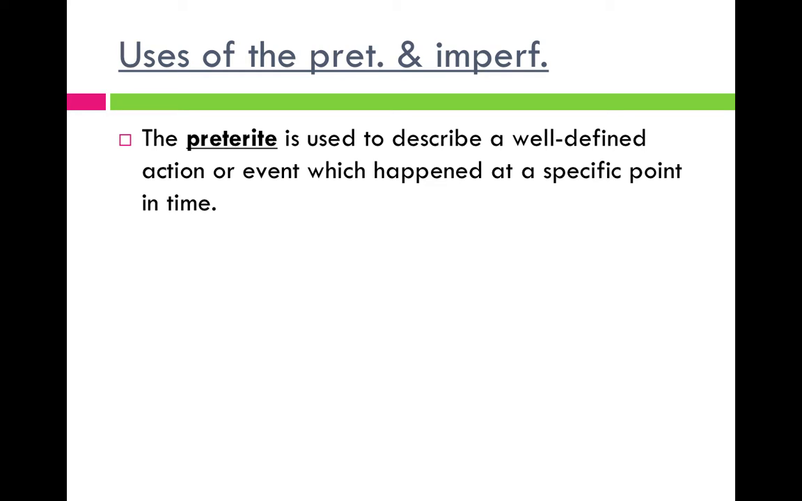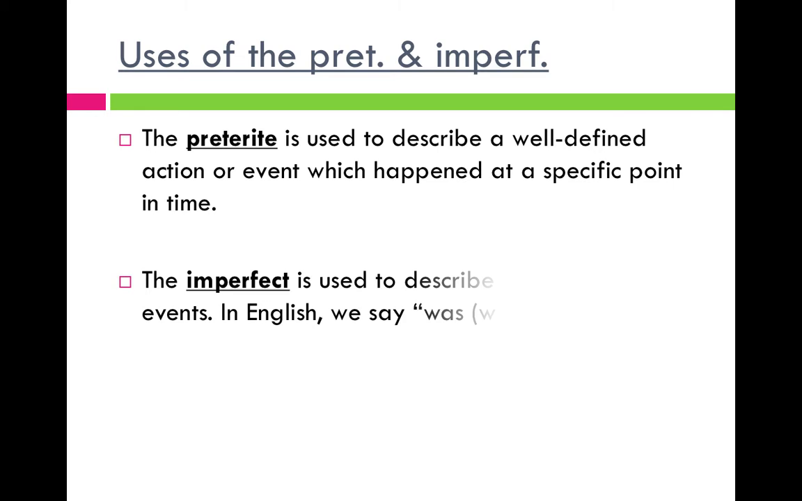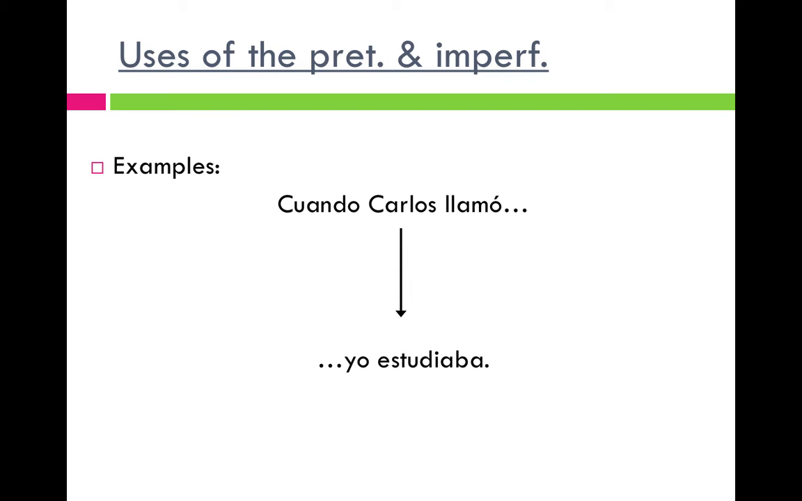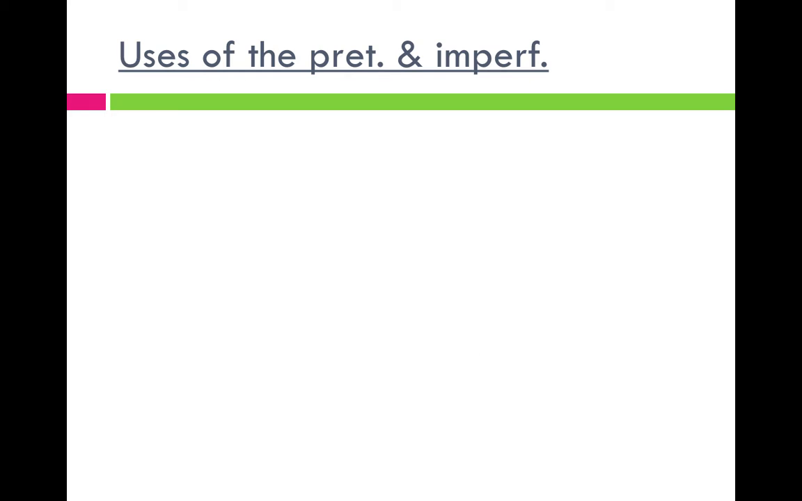The preterite is used to describe a well-defined action or event which happened at a specific point in time. The imperfect is used to describe ongoing actions or events. In English, we say was, were, plus the ing ending of a verb. Cuando Carlos llamó, yo estudiaba. So, when Carlos called, I was studying, something that I was currently doing at that time, so an ongoing action.